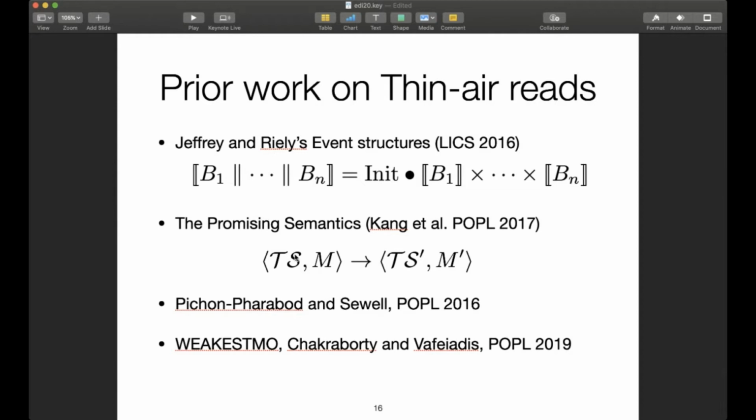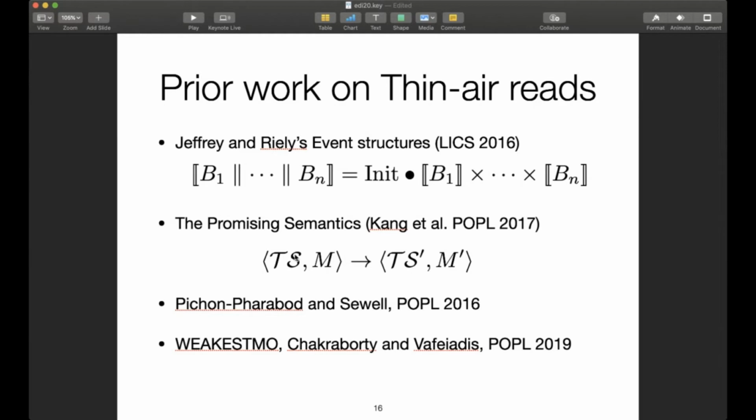There's the promising semantics of Kang et al. That is an operational semantics that has a thread state and a memory state, and some cleverness where you can sort of promise a write value and then come back and justify it later. And that's what allows them to solve the thin air problem. And as I say, that's probably the most successful one of these semantics so far. Then there's the Pichon-Favrot and Sewell model that's based on event structures, and this MO model of Chakraborty and Vafeiadis is also based on event structures. So event structures are very much one of the go-to ways to explain the behaviors that come up when you have the thin air problem.